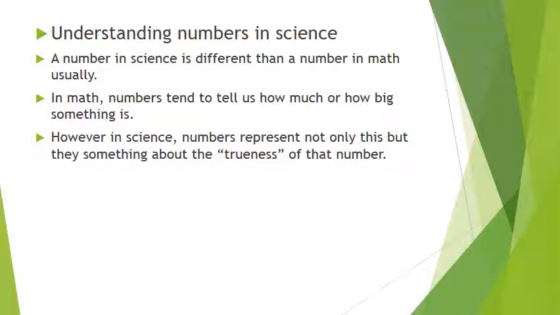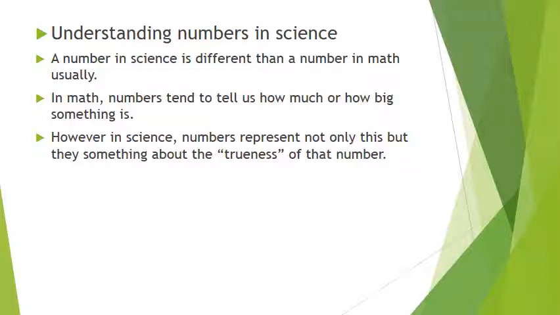A number in science is different than a number in math. Now that sounds weird, and it seems like a number is a number, but it's actually not. In math, numbers tend to tell us just how big something is. Like 5 and 3: you know that 5 is bigger than 3 by 2. It's just some sort of relationship between some abstract things, 5 and 3.